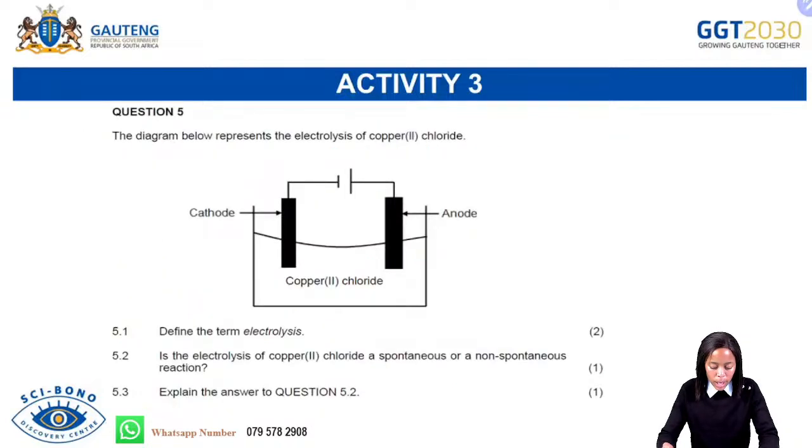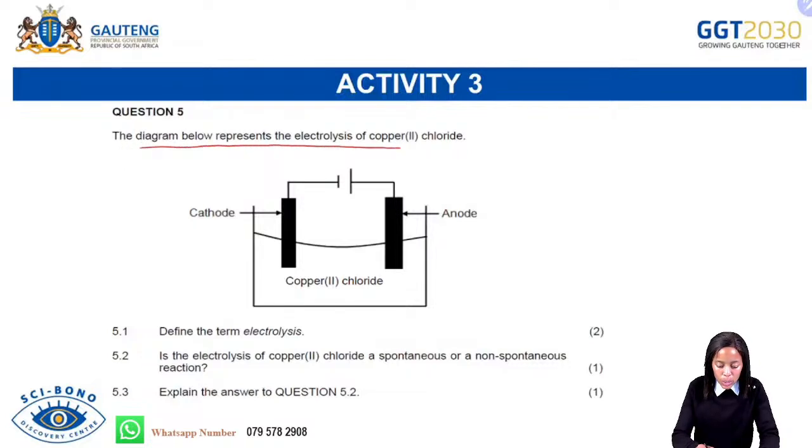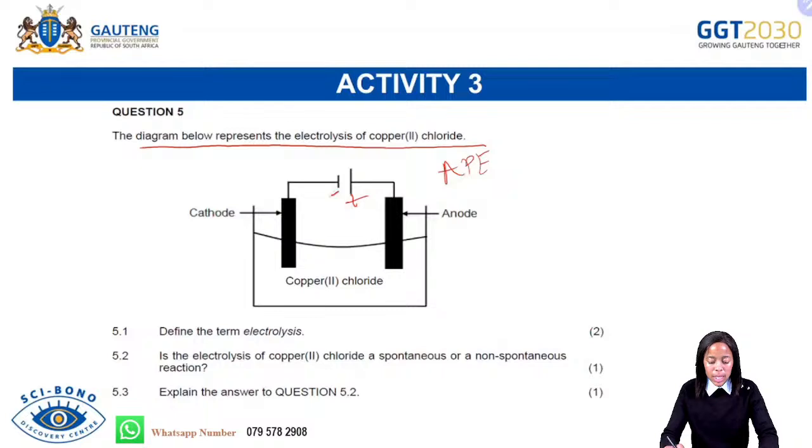Okay. Then next, we have activity 3 there. It says the diagram below represents the electrolysis of copper(II) chloride there. Now on this one, we already know that if we use APE, the anode is positive and the cathode is negative.